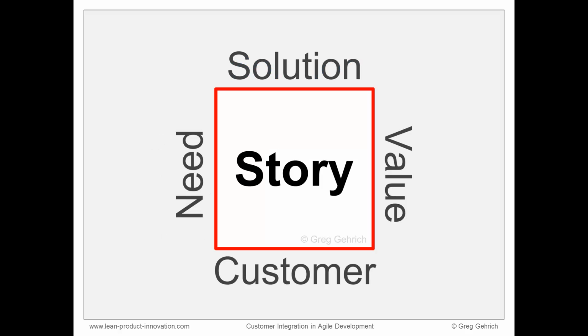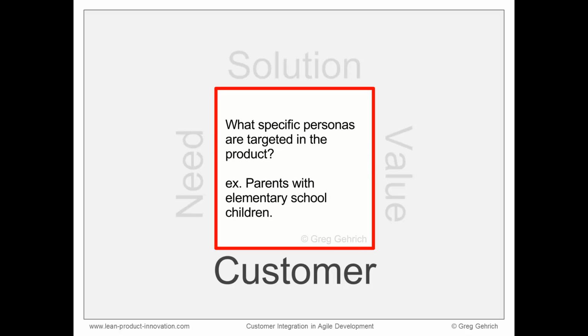A story is composed of 4 parts: a customer, need, value, and solution. So the first part is customer. So what specific personas are targeted in the product? And an example of this is parents with elementary school children.